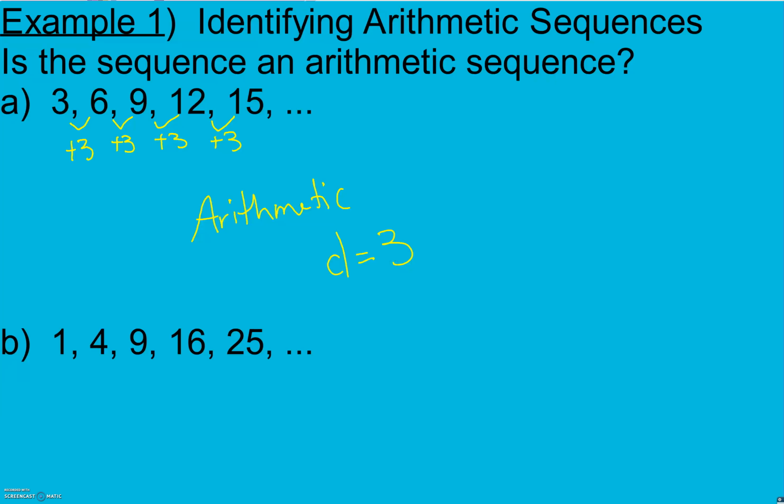For B here, from 1 to 4, we add 3. 4 to 9, add 5. 9 to 16, we add 7, and 16 to 25, we add 9. So if we look here, we can tell that there is a pattern, every time we're adding 2 more than what we added before, but it's not the same number every time. So it is not arithmetic.